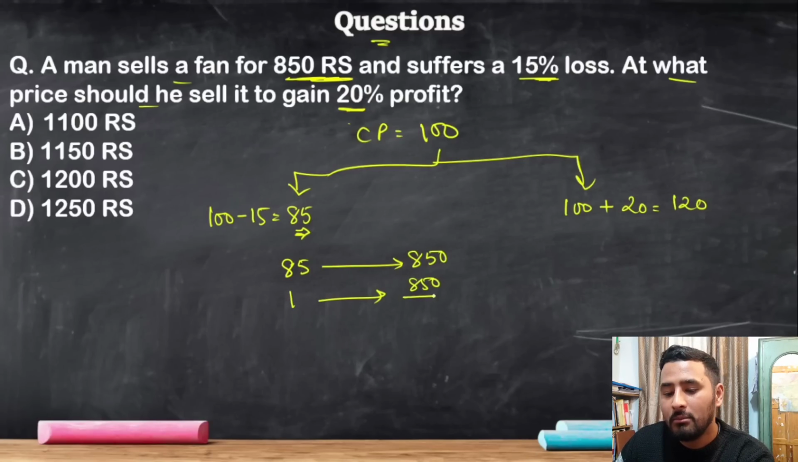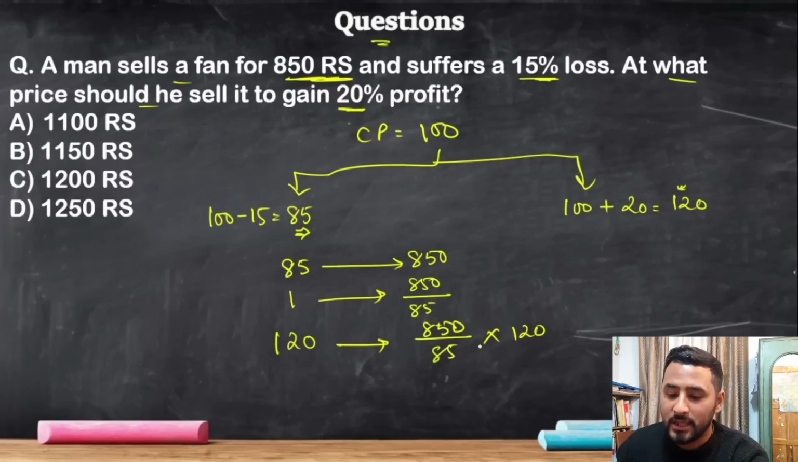850 by 85. Now this is the loss that has occurred here. Now we need to find the profit of 120. So what we'll do, just multiply by 120. You do 850 by 85 into 120. Clear? Now start with the cancellation.